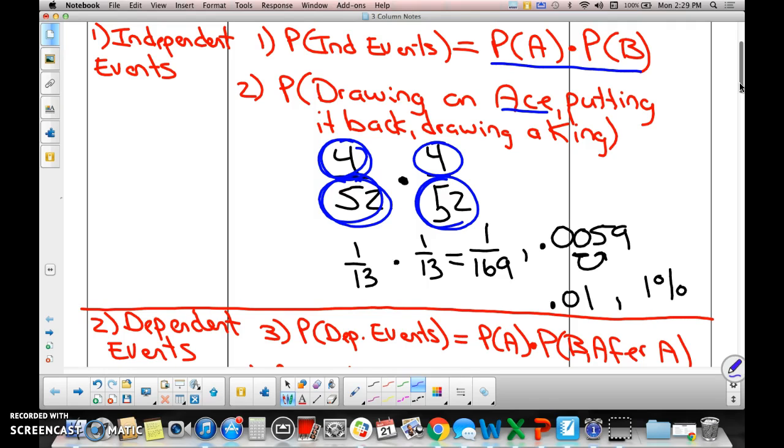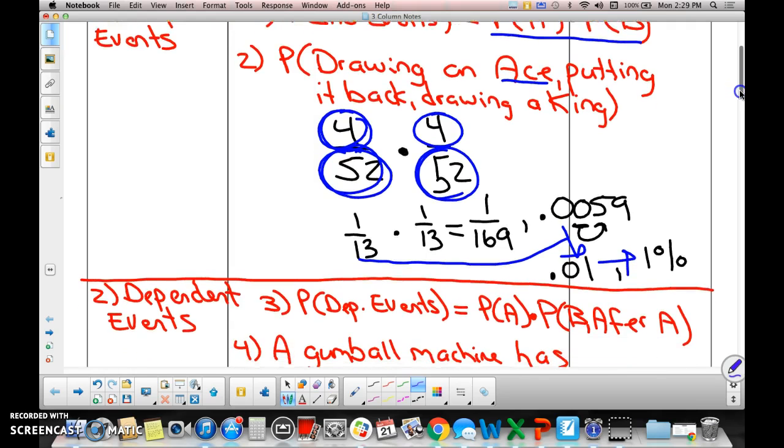4 out of 52, right? What would be the probability of you drawing back-to-back aces if you replace the card after you drew it? 4 out of 52 times 4 out of 52. So then what we did is we reduced these numbers, we multiplied, we converted to 0.0059, which rounded to 0.01, which is exactly 1% as a rounded answer.